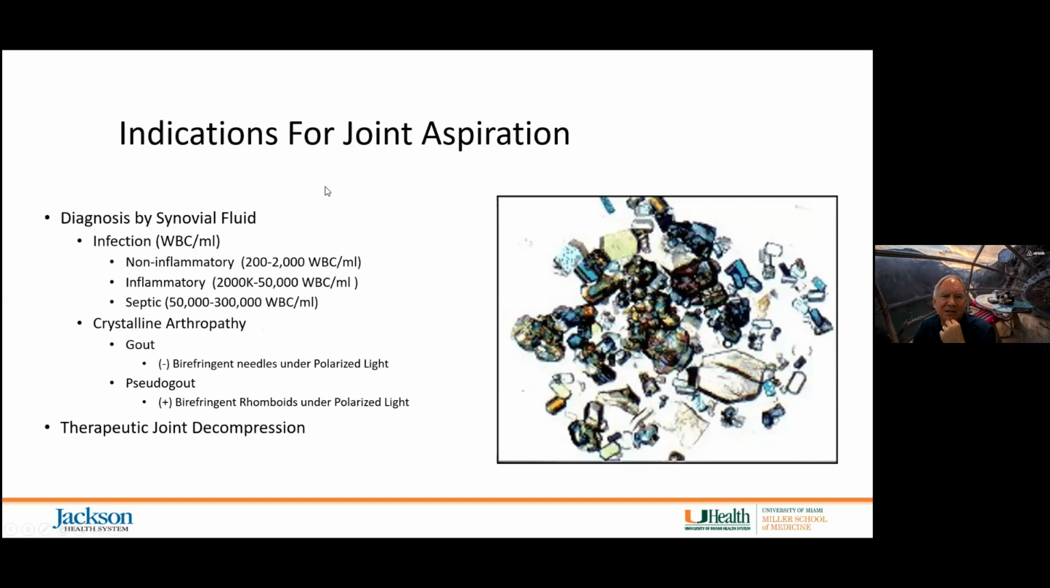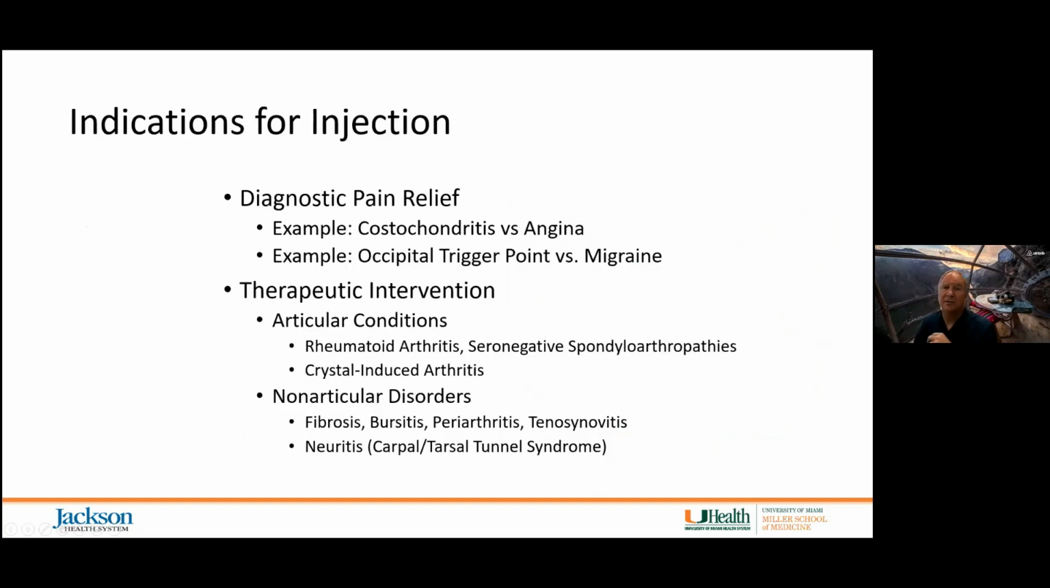So when do you do joint aspiration? I'm bringing this in because we're looking at other joints as well: elbow, wrist, thumbs, etc. Occasionally, you're going to want to do a joint aspiration. You're going to send synovial fluid if you think that there's an infection or that you have a crystalline arthropathy. What is that? Gout or pseudo-gout. Occasionally, you're also going to be doing aspirations for joint decompression, so not injections, but aspirations, as you come through there.